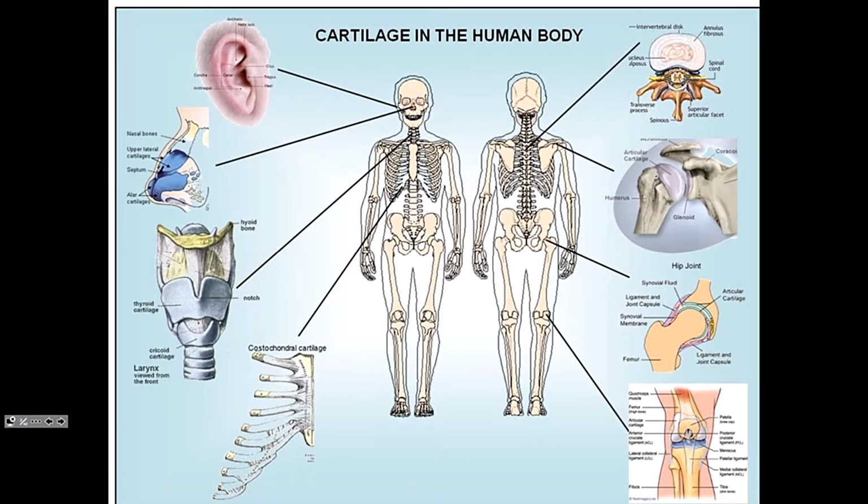Well, in the adult, it's kind of restricted to a number of different locations. We see it in the ear. We see it in parts of the nose. Okay, the thyroid cartilage around the voice box. We see it at the end of the ribs, gives a little bit of flexibility there. We see it in the intervertebral discs of the spinal column. And we also see it on articulating surfaces, the joints, elbows, knees, hips, places like that. That's where it's restricted to in the adult.